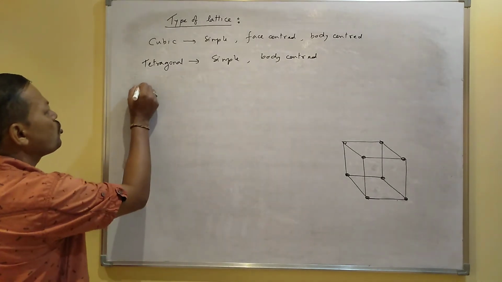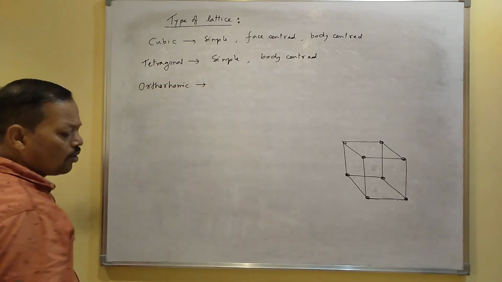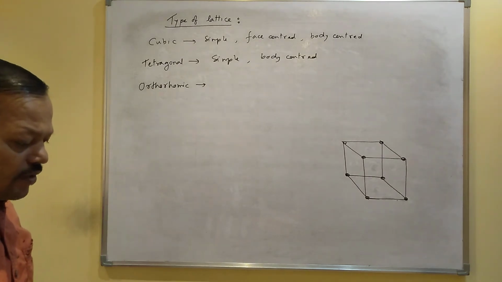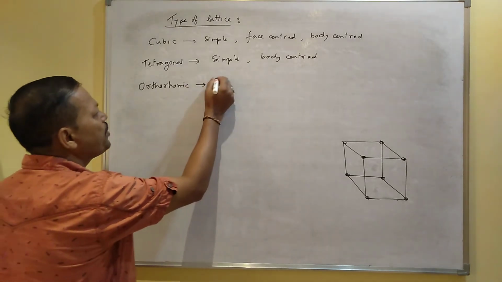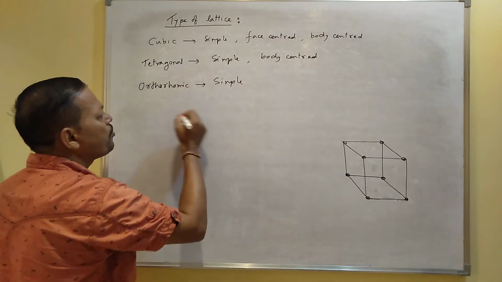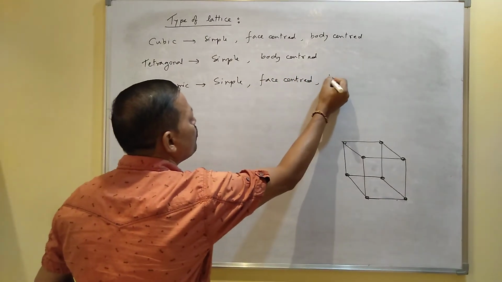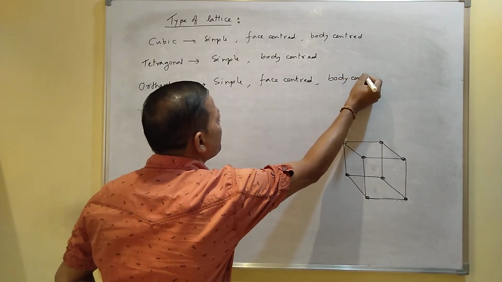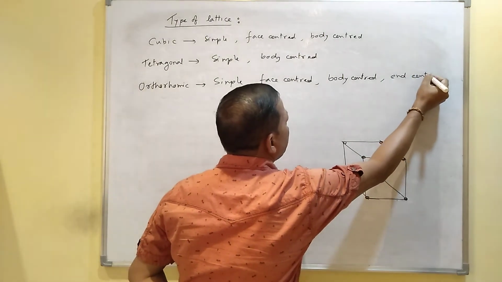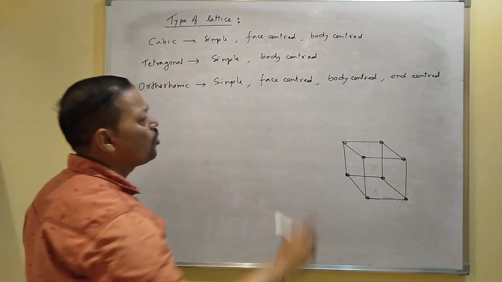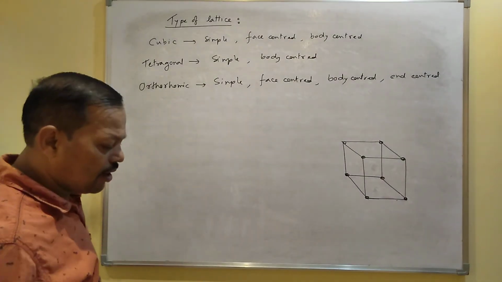Number 3, orthorhombic. Orthorhombic can form all types of lattices. Only orthorhombic can form. It can form simple orthorhombic lattice, face centered orthorhombic lattice, body centered orthorhombic lattice, and end centered orthorhombic lattice also. I mean, it can form all kinds of lattices. Only orthorhombic can form all kinds of unit cells.